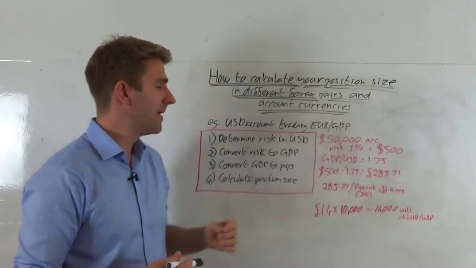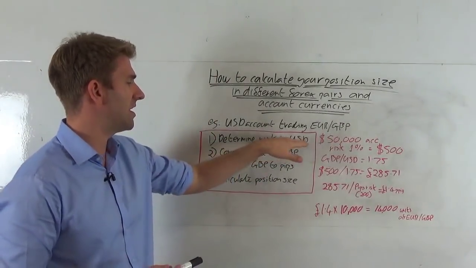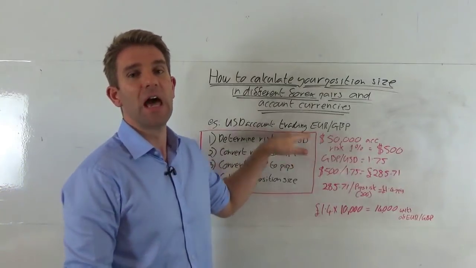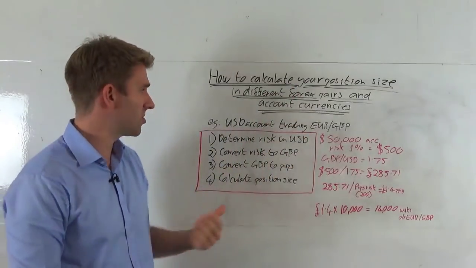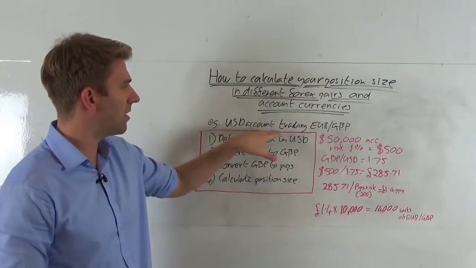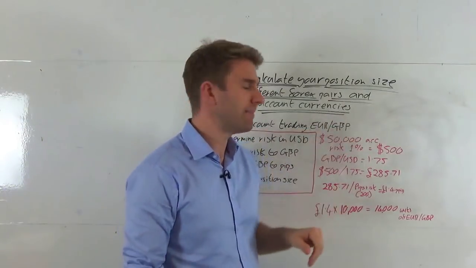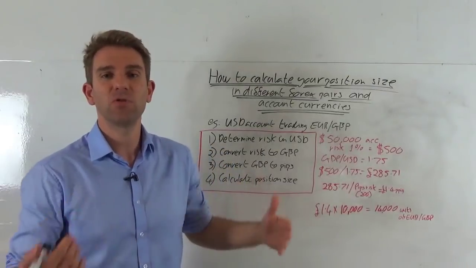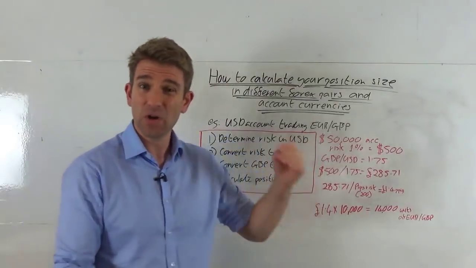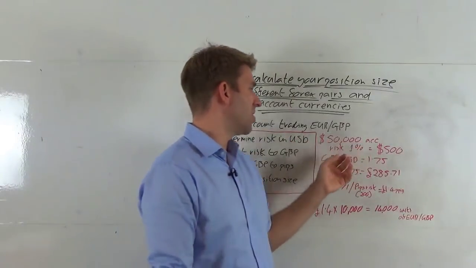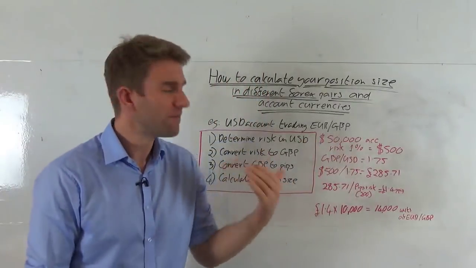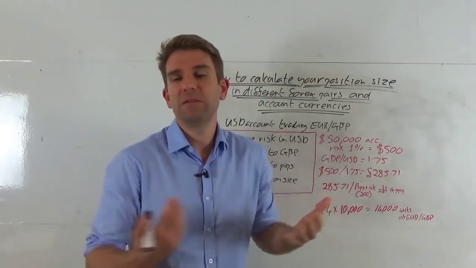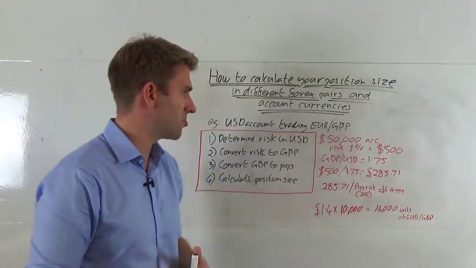The first of all is you've got to determine the risk in the actual currency of the account that your account balance is in. So in this example, let's say you've got a USD account and you want to trade Euro GBP. So first of all, you need to determine the risk, and that's just going to be based on your account balance and how much you're prepared to risk. So let's say you've got a $50,000 account and you want to risk 1% on the trade, $500. That's going to be different, obviously, depending on your risk management strategy.